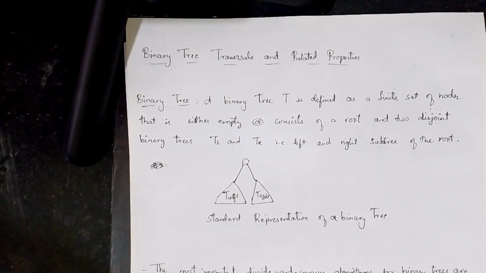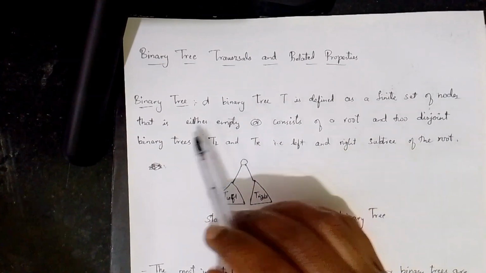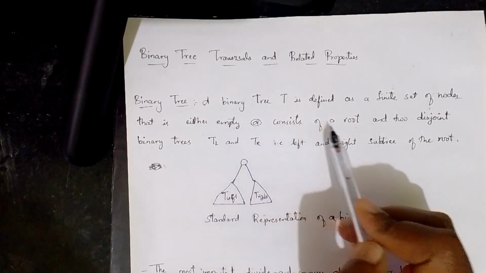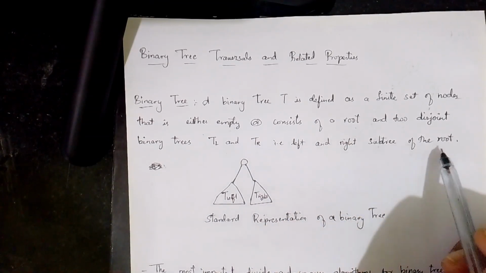Today in this video we are going to discuss binary tree traversal. First of all, let's look into the binary tree definition. A binary tree is defined as a finite set of nodes that is either empty or else it consists of a root and two disjoint binary trees, that is, left and right subtrees.